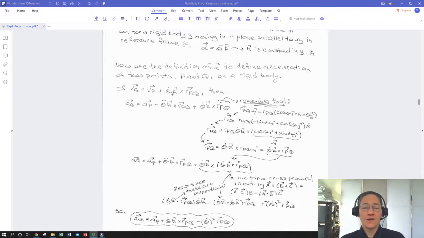Okay, so we're going to start with taking the time derivative of our first term, our angular velocity in the planar normal direction. Well, we just get angular acceleration in the planar normal direction. And so this theta double dot is alpha. This is the angular acceleration of body B with respect to reference frame F, and it's crossed into our position vector from point P to point Q.